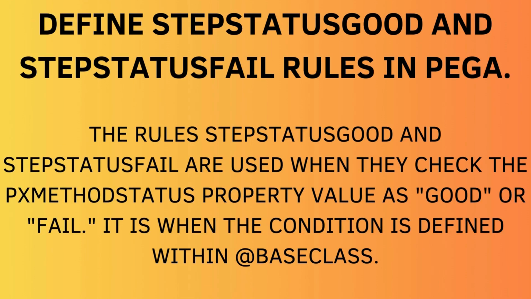Define step status good and step status fail rules in Pega. The rules step status good and step status fail are used when they check the PX method status property value as good or fail. It is when the condition is defined within a base class.